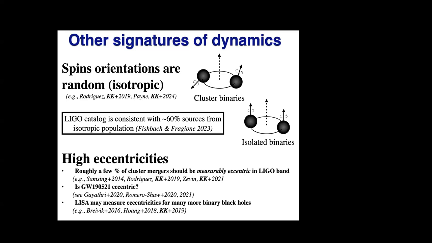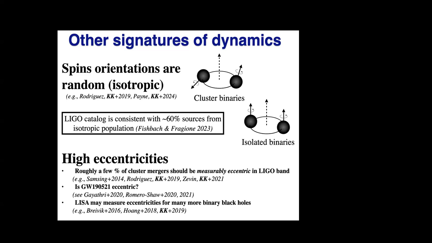This potentially is very different from isolated binaries, which involve various gas phases, common envelopes, tidal interactions, et cetera, that potentially align black holes. So any preference in the LIGO data for isotropic spin distributions would potentially point toward dynamical origin. And then eccentricity is another big one.